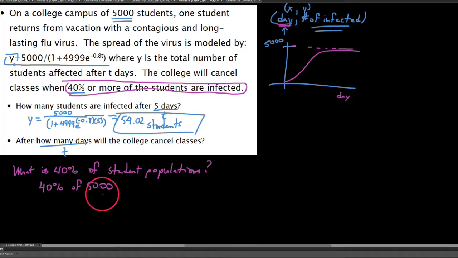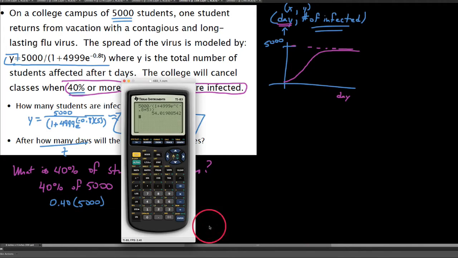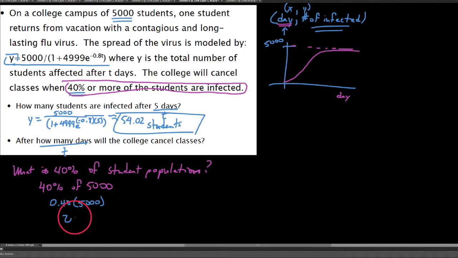That would be the number of students we would need before we shut down the campus, and that's what we'll plug in for y. So to find 40% of a number, we just multiply that number by 0.40, or 40% as a decimal. We'll get our calculators out and we say 0.40 of 5,000. 40% of 5,000 comes out to be 2,000. So we have 2,000 students. We're going to shut down the campus if it's over 2,000.